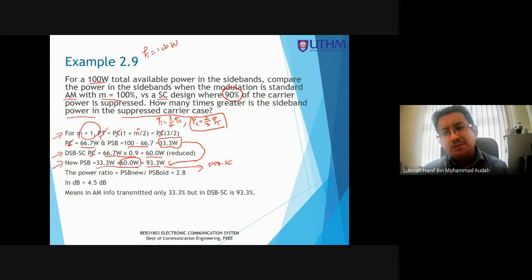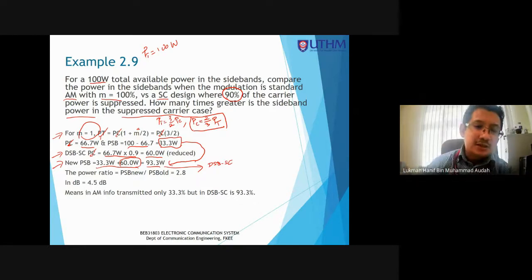Nampak macam pelik, macam mana you boleh suppress and then you distribute the power to the sideband? How you can do that? Okay, so theoretically it's possible, but technically for the circuit design, that one needs to be thought carefully about how you want to reduce the power to the sideband. Okay, theoretically dia seperti ini, dia nampak seolah-olah dia diagihkan.